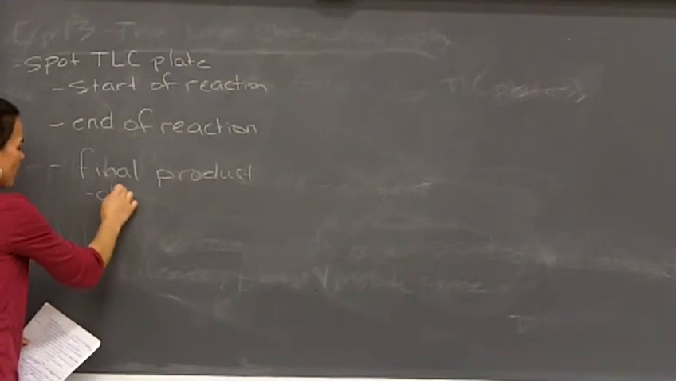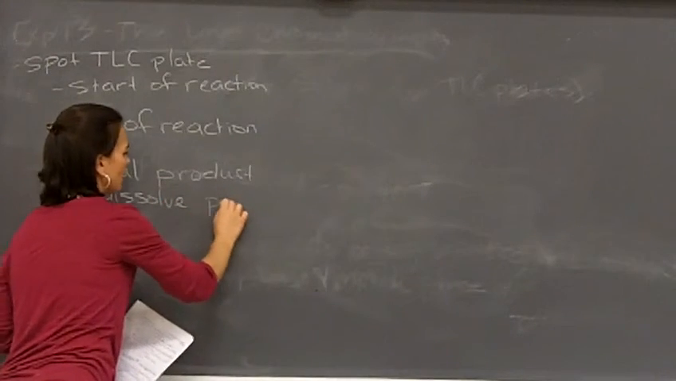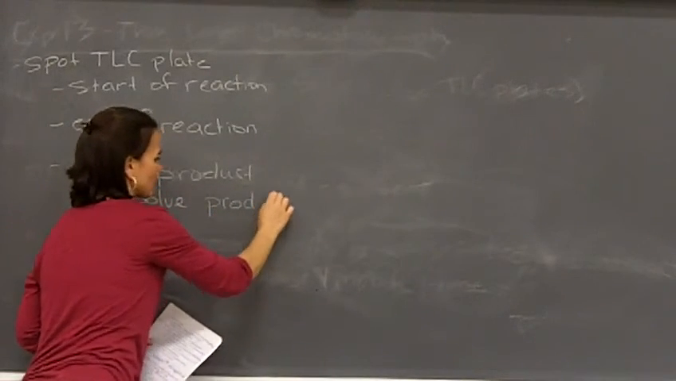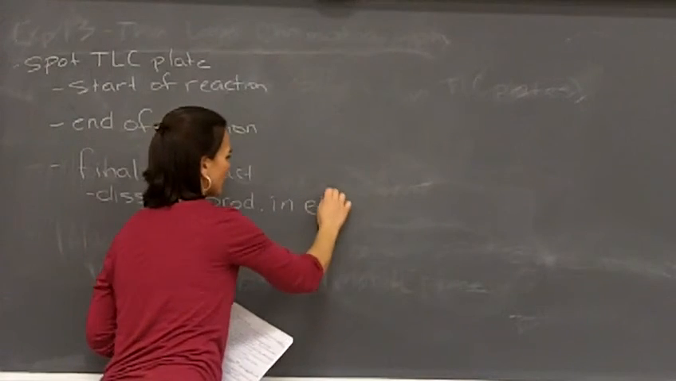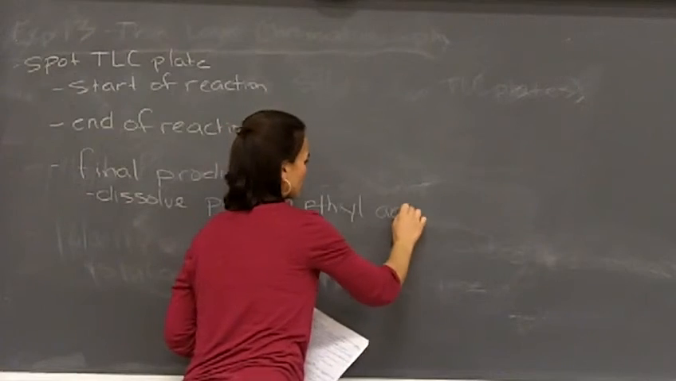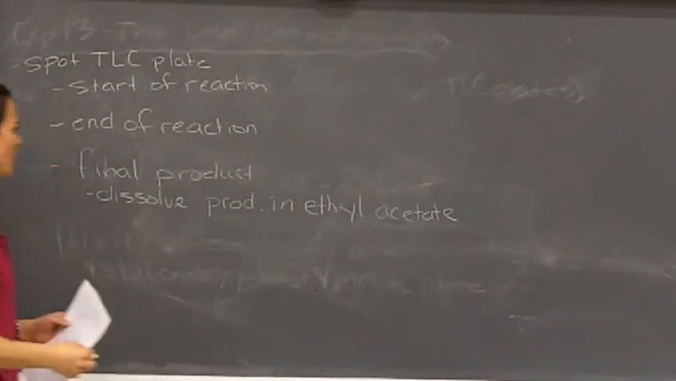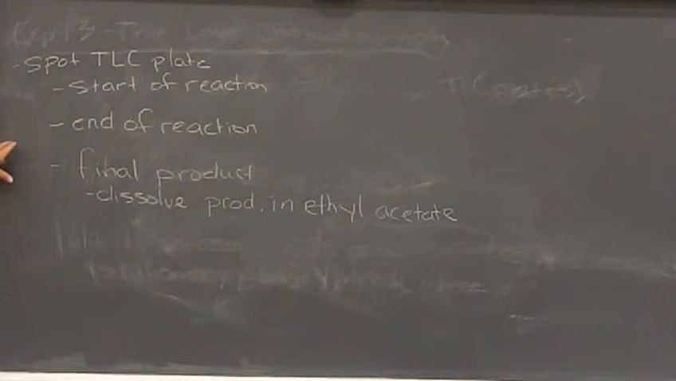So you're going to dissolve that final product. There's instructions in your lab manual to dissolve it in ethyl acetate. And you're going to use red can ethyl acetate for this, okay? So you're going to dissolve it a little bit in ethyl acetate and then spot that on the TLC plate. Now keep in mind, there's also the standards to spot with on the TLC plates too.